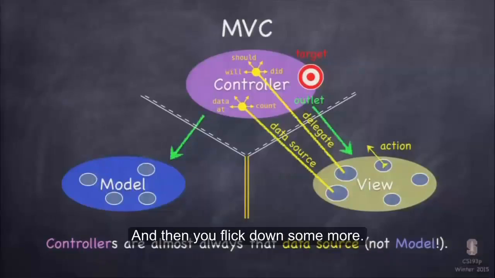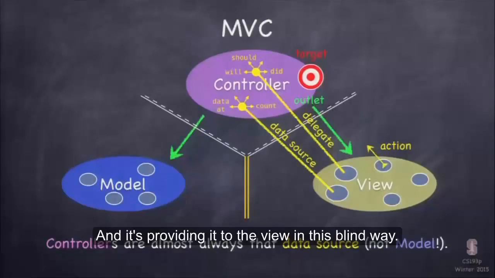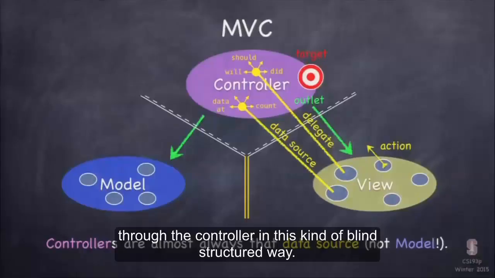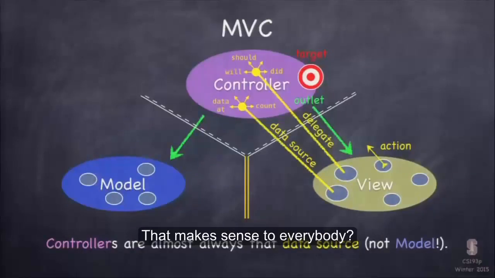You see what I mean? And then you flick down some more. Now it's saying 250, 10 more items. And so the controller is going back to the model and saying, give me more data, and it's providing it to the view in this blind way. So see how the view is getting data from the model through the controller in this blind, structured way? That makes sense to everybody?